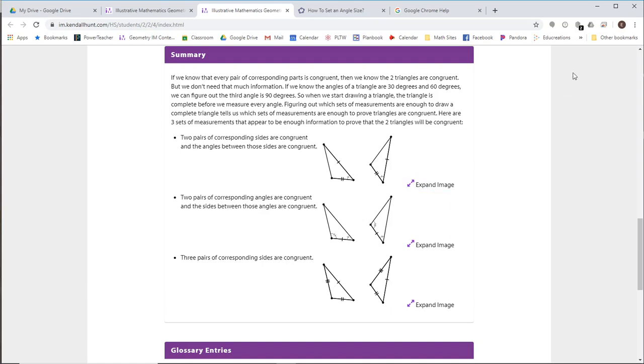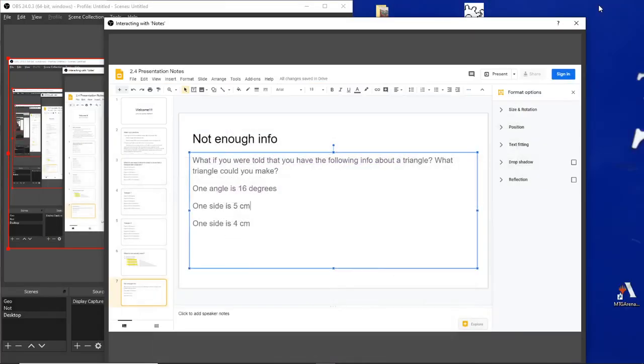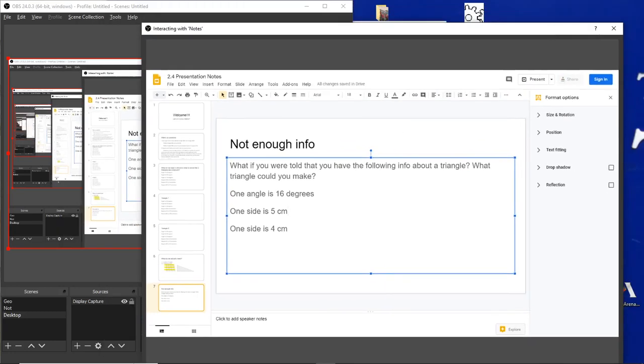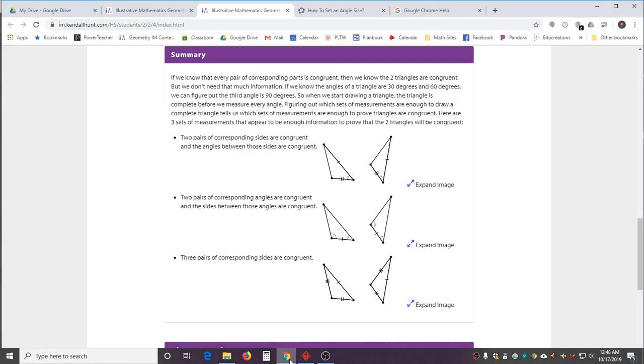triangles are congruent. Excuse me for one second. Okay, just want to make sure we were still recording. I'd have felt really bad if we weren't.